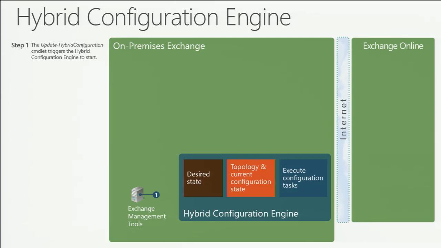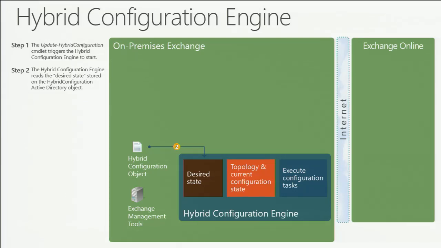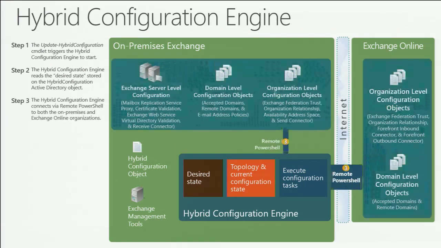The next step is when the hybrid configuration wizard is invoked, we read the desired state from memory, and we compute a series of steps we need, from your current topology, to run to get you to this desired state.